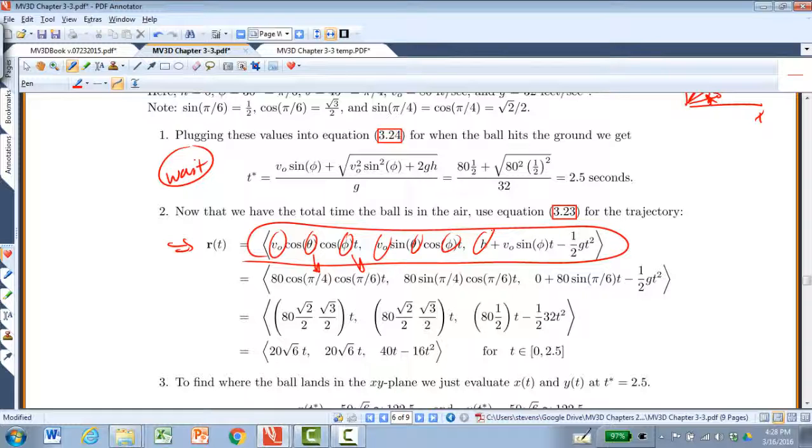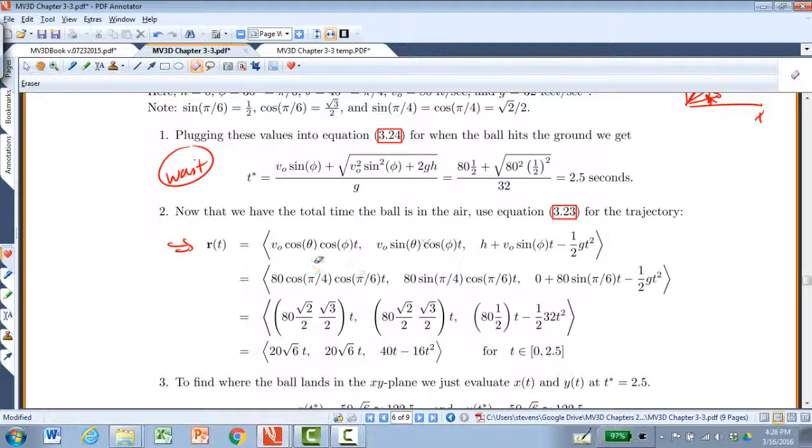H is the initial height, that was 0. 80, and again, pi over 6. All right, and then G is 32. When I plug all that in and simplify, I get to here, and then simplify some more. I get this is my position function.